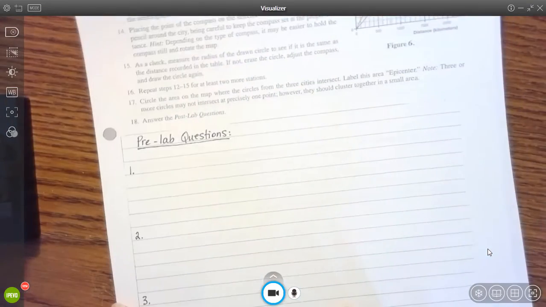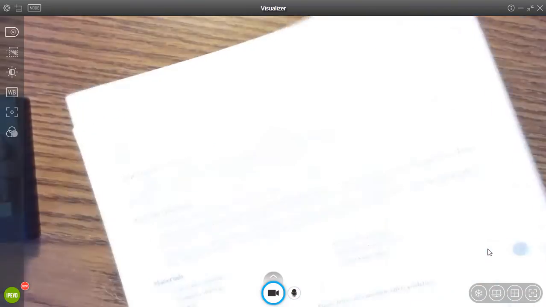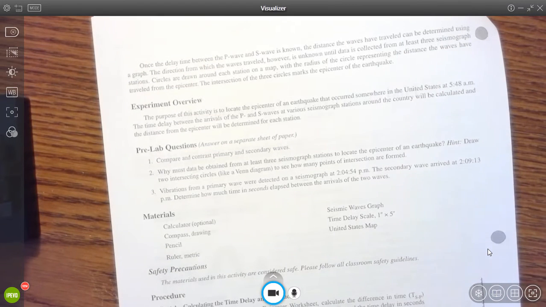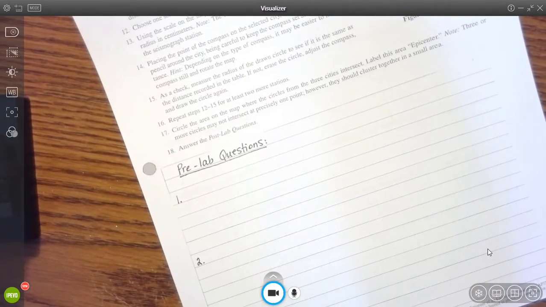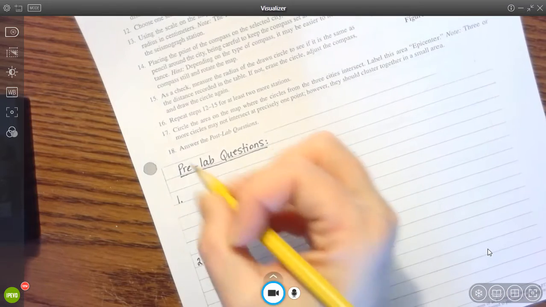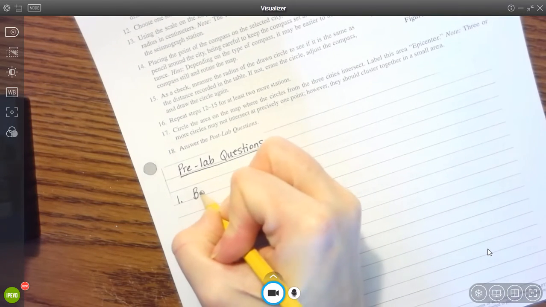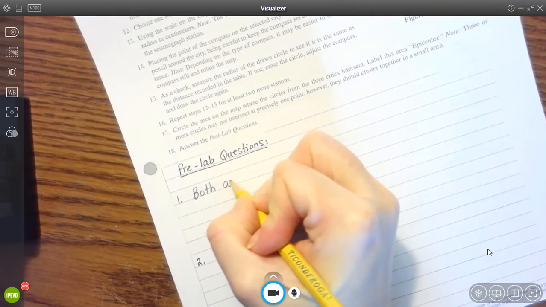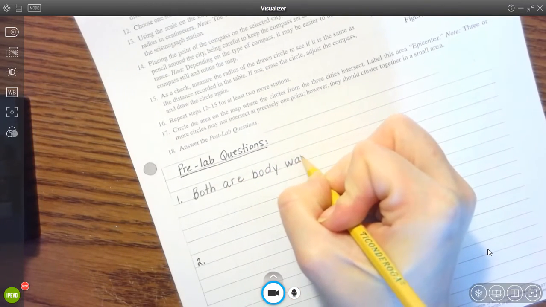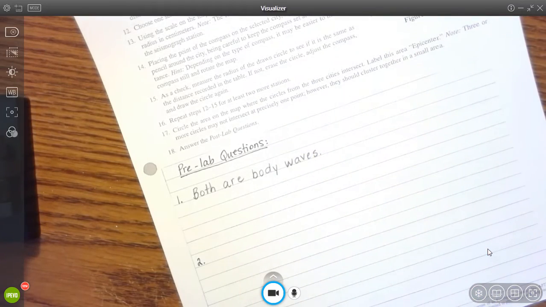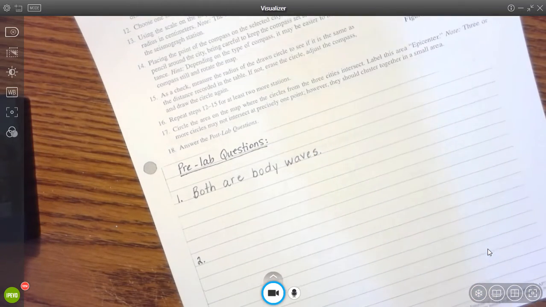The space for us to do that is here on the next page. Compare and contrast primary and secondary waves. So we want to think of some things that primary and secondary waves have in common, and also some things that make them different. So the first thing that I can think of that they have in common is that they are both body waves. That means they both pass through Earth's interior.